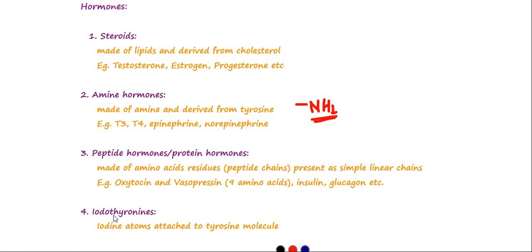Then we have the iodothyronines. Iodothyronines are nothing but iodine atoms attached to the tyrosine molecule. Again, this is nothing but the T3 and T4 hormones.